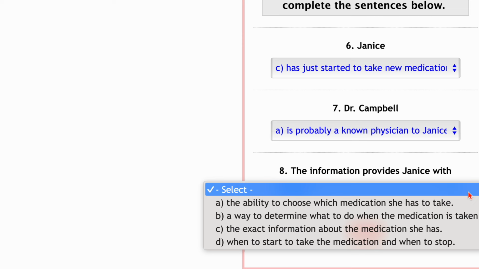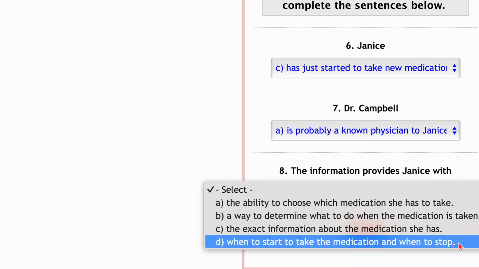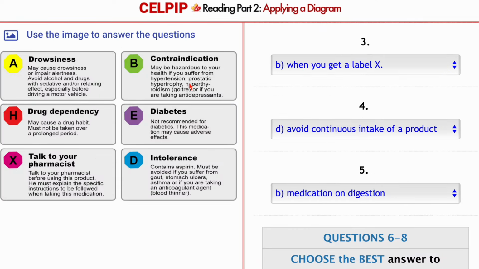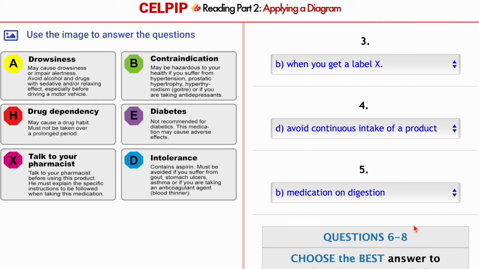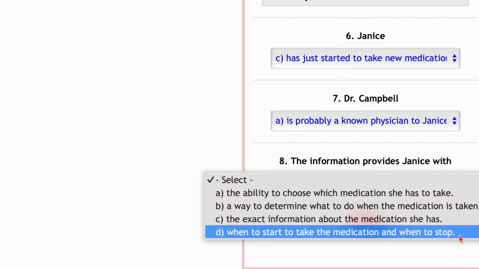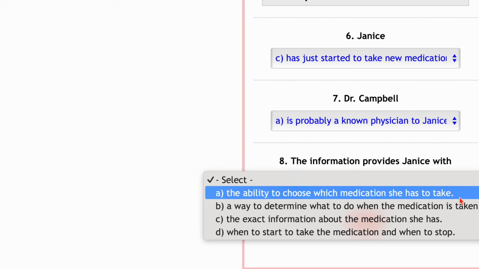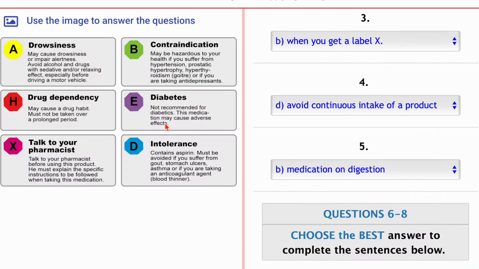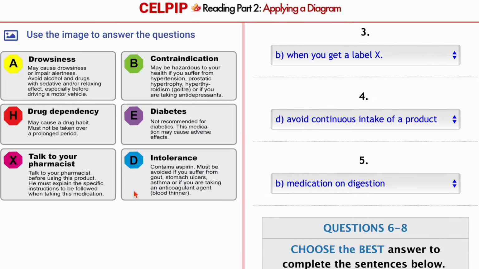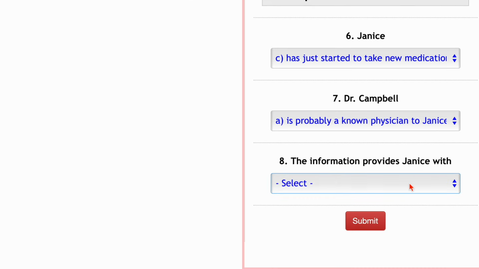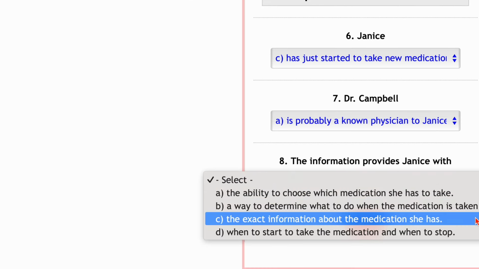Well, I can tell you that it's not D, when to start and stop taking the medication. None of these labels, right? We're talking about these labels here. None of these labels say that. So it's not D. And also, we can say that it's not A, choose which medication she has to take. So these labels are not about medication, they're about warnings about the medications, okay? So B or C?